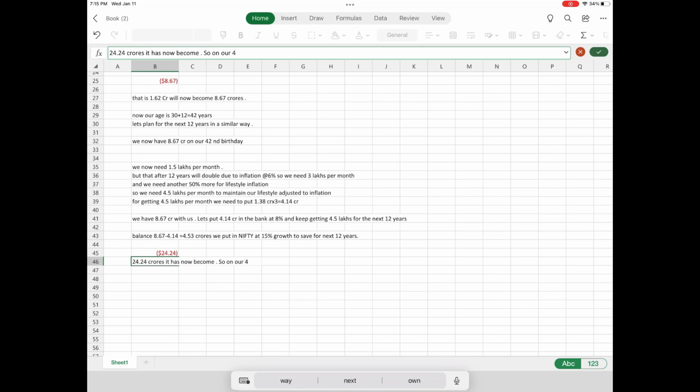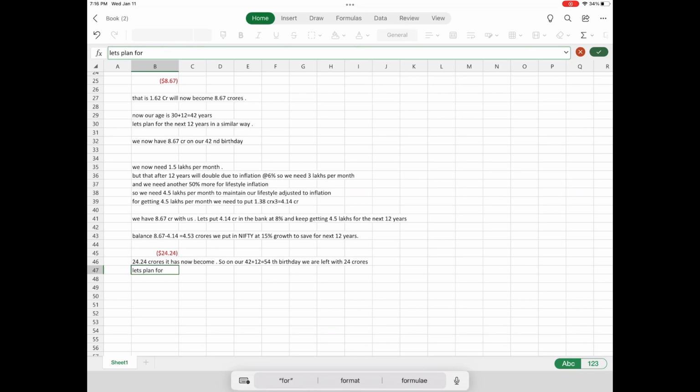Again, I am going to divide this into two parts. One part I am going to put in the bank, another part I am going to put in Nifty. So this is a simple example I have given you. On the 54th birthday, I have happily spent 4.5 lakhs per month, correct? 4.5 lakhs per month I have spent, and I still have 24 crores with me on my 54th birthday.